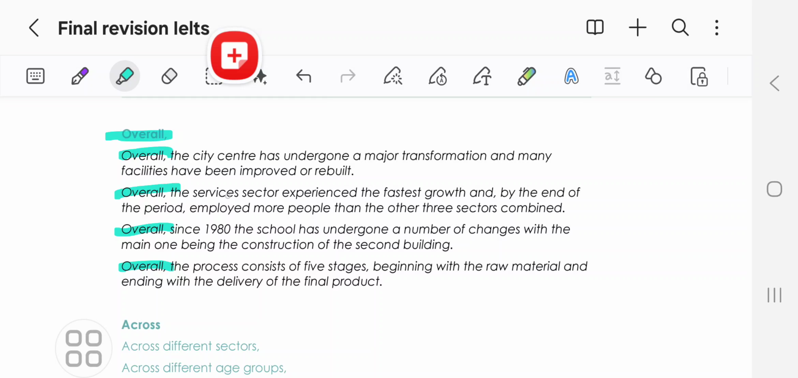So the city center has undergone a major transformation. Many facilities have been improved and rebuilt. Okay, so this is the generalized statement. The services sector experienced the fastest growth. By the end of the period, it employed more people than the other 3 sectors. Since 1980, the school has undergone a number of changes, with one being the construction of the second building. The process consists of 5 stages, beginning with the raw material and ending with delivery of the final product.